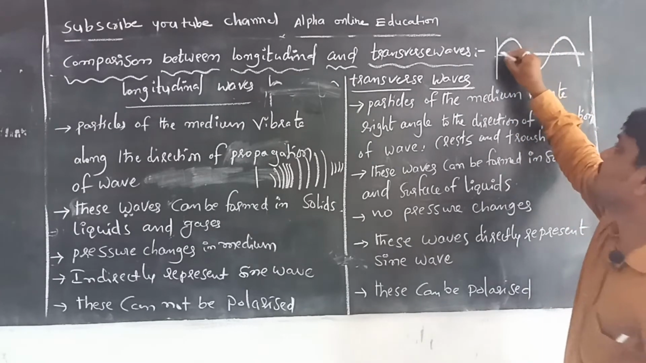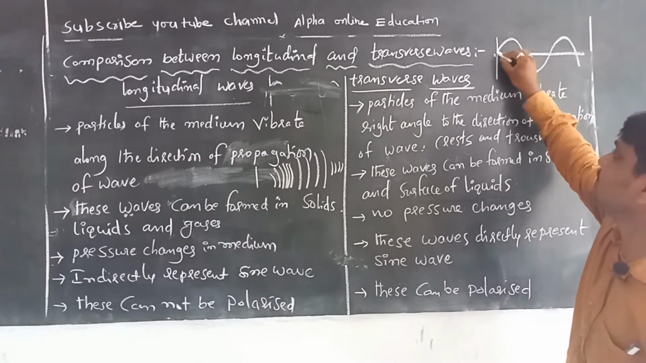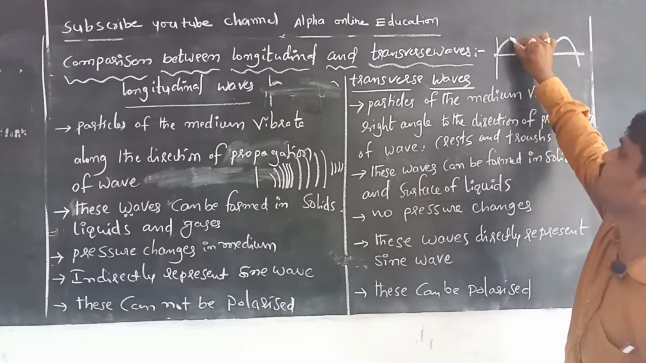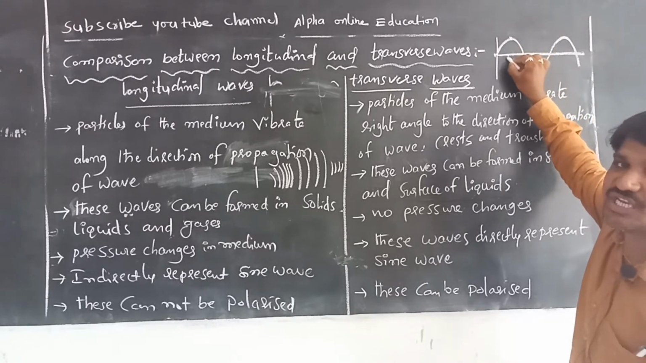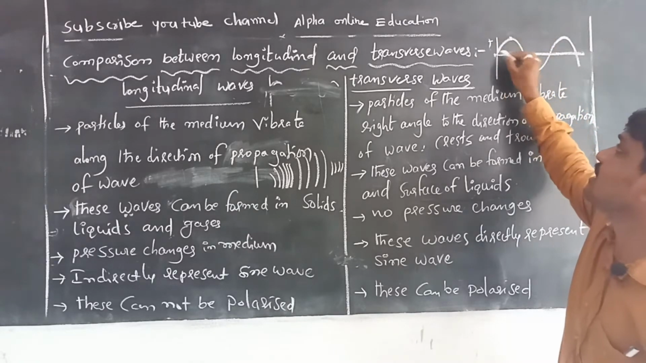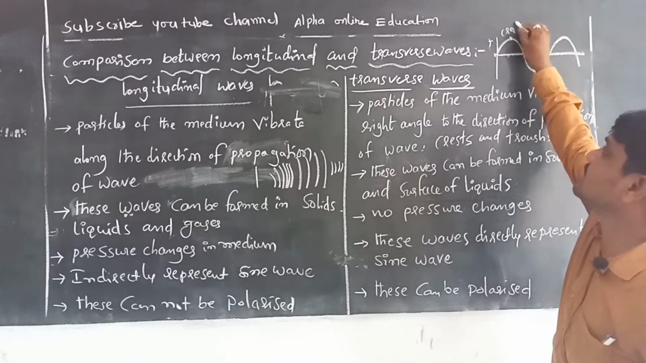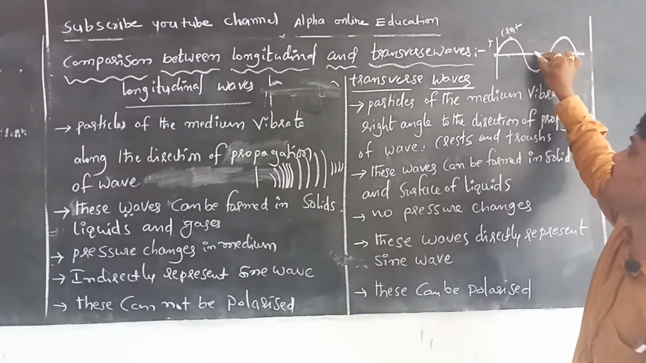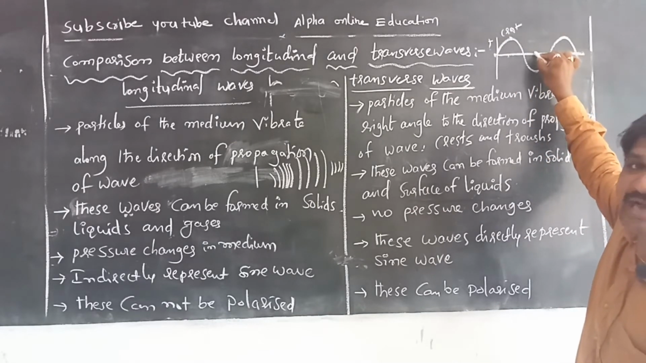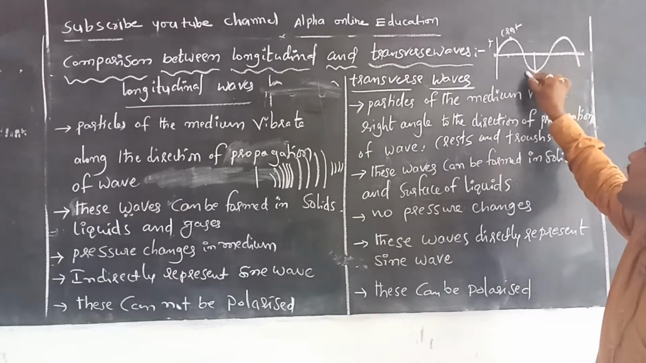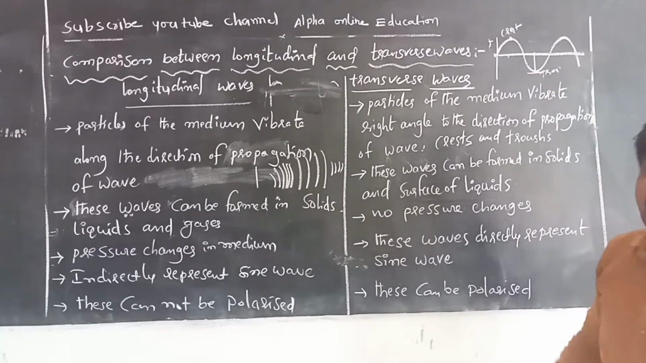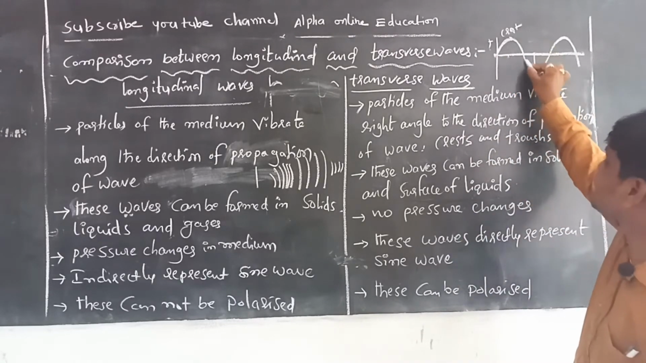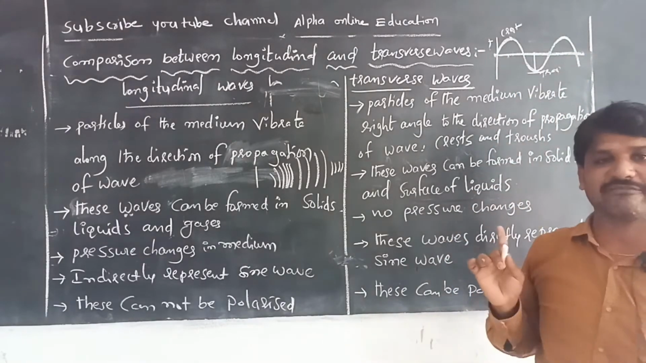Whenever the wave starts, the maximum displacement of vibrating particles from the mean position in the positive direction is called a crest. And the maximum displacement of vibrating particles in the negative direction is called a trough. So we can say that this can also be directly represented by the sine wave.